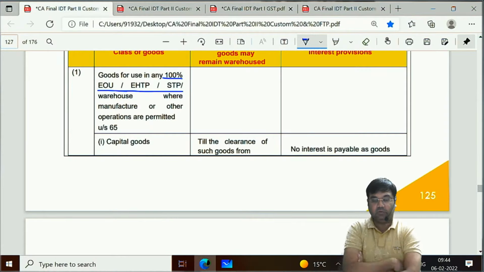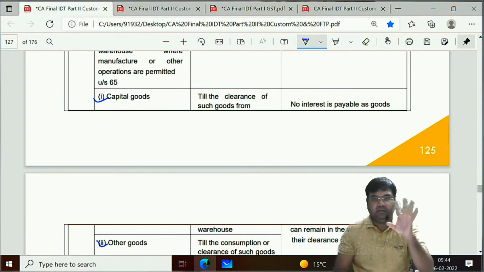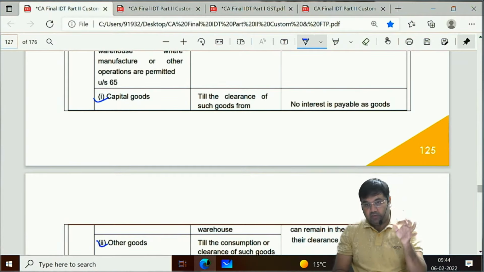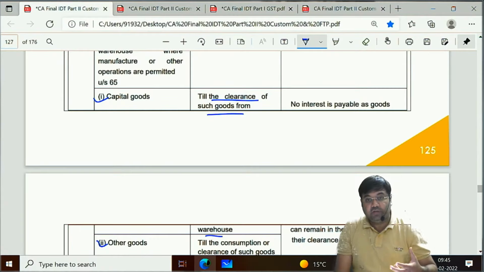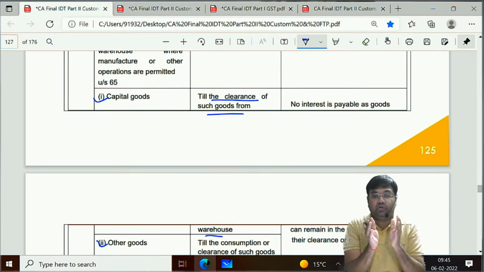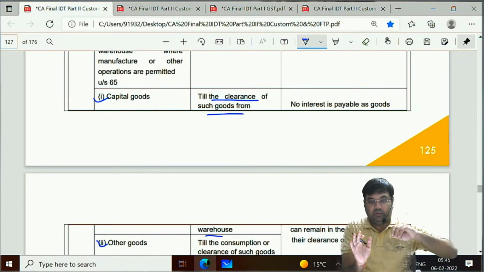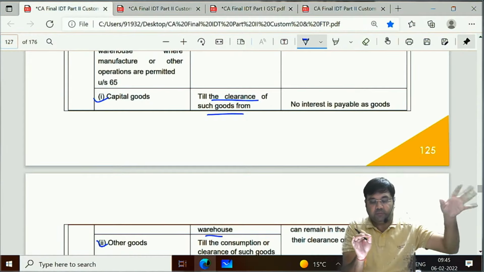So government said in case of 100% EOU, ESTP, STP, if they are depositing, they may be depositing basically two types of goods. One is capital goods, another one is goods other than capital goods. Capital goods can be deposited in the warehouse till the clearance of such goods from the warehouse. Why do they deposit capital goods? Because they would like to carry out manufacturing. So they install machinery in the warehouse where manufacturing is possible. They can import the raw material, process it and manufacture a new product, and that new product they can export.